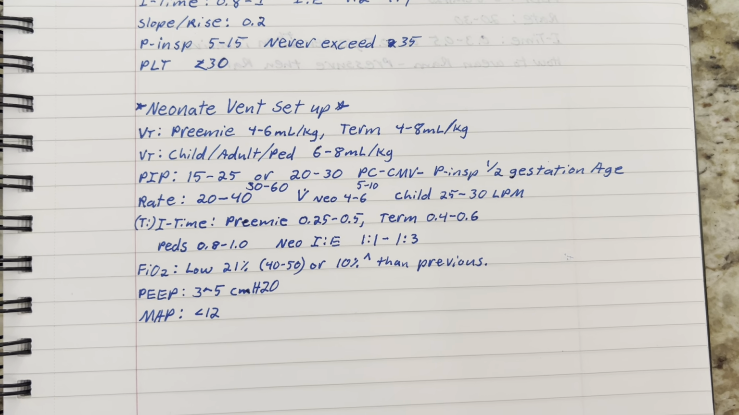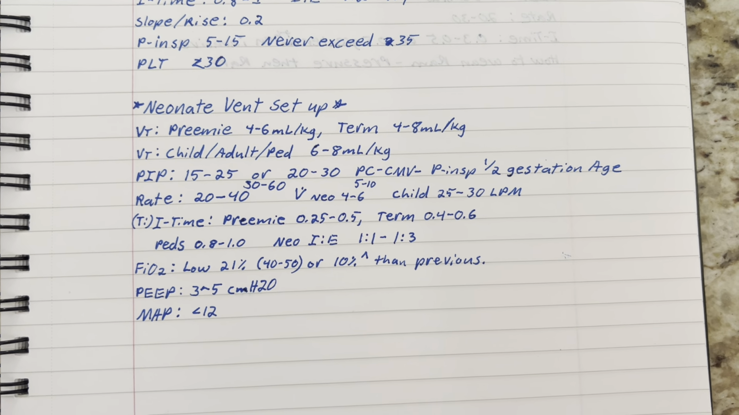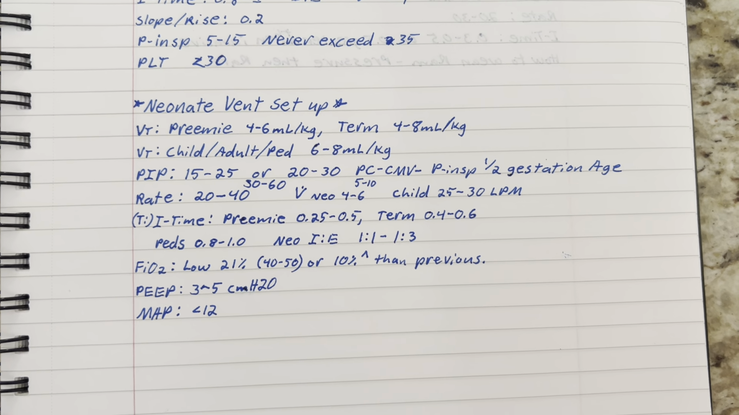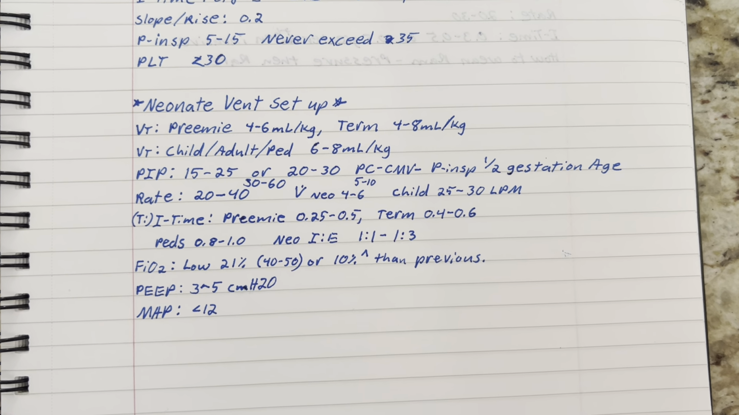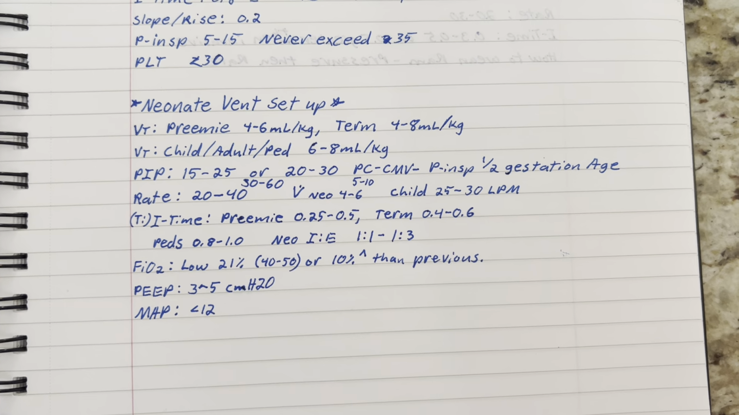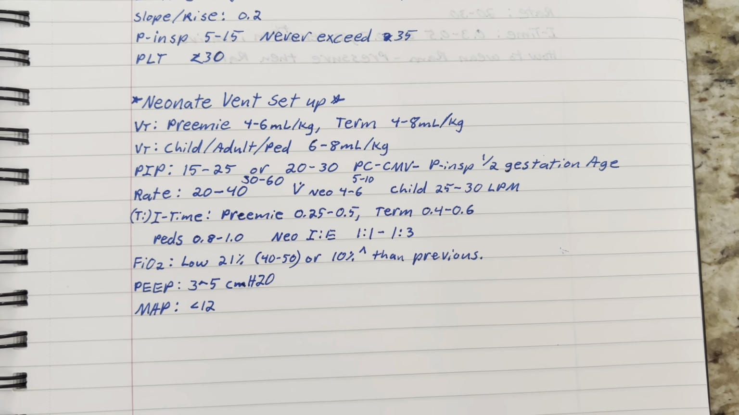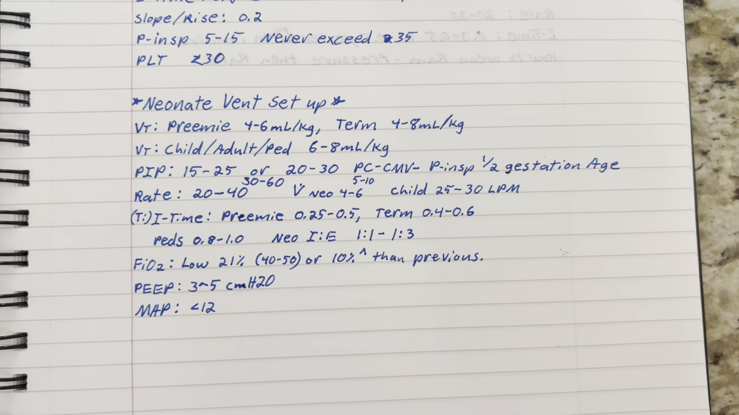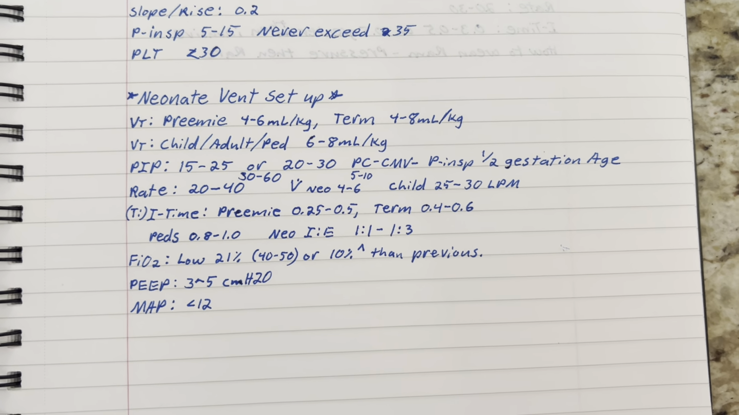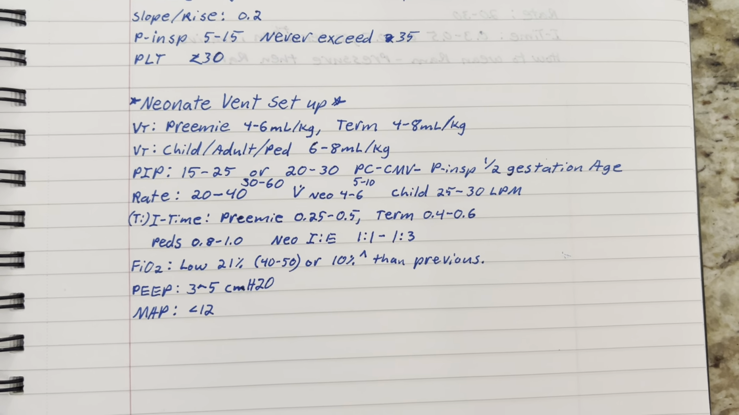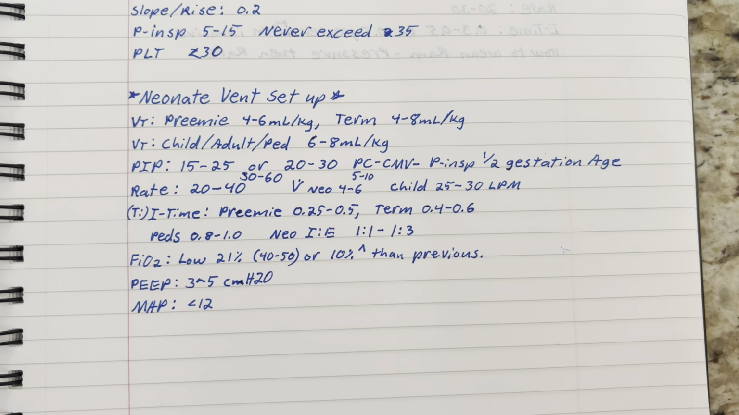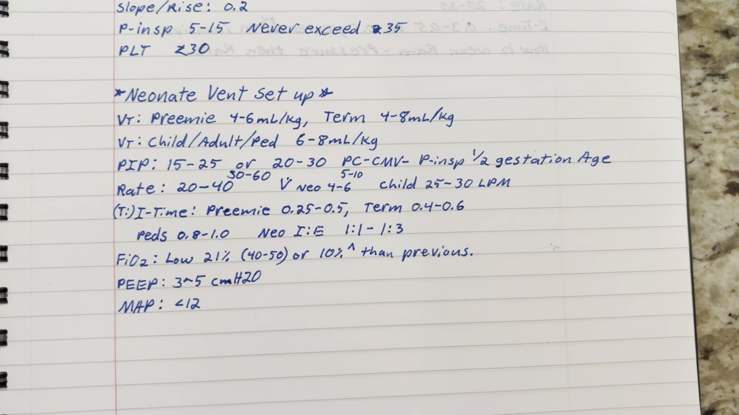Child, adult, pediatric: tidal volume should be 6 to 8 milliliters per kilogram. PIP 15 to 25 or 20 to 30.